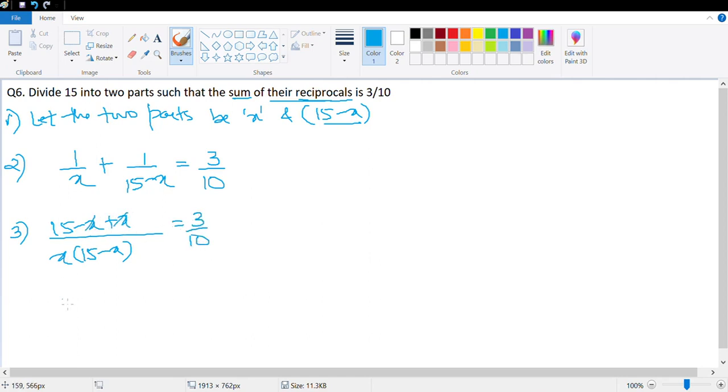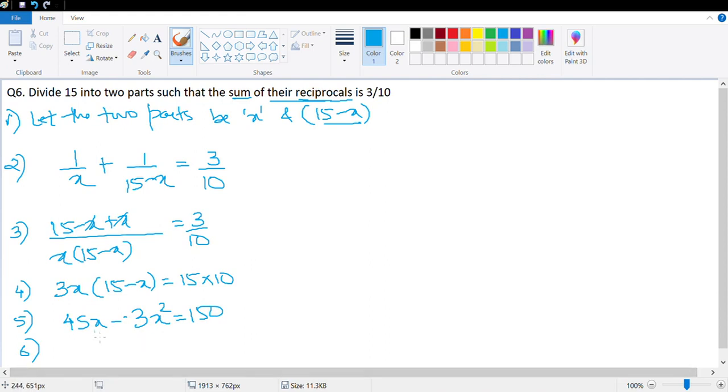Negative x and plus x get cancelled. Let's cross multiply. So this is 3x times (15 minus x) is equal to 15 into 10. Let's open the bracket. So 15 into 3x, that's 45x minus 3x square is equal to 150. Let's take everything to the right hand side so that we are working with an x square which is positive.